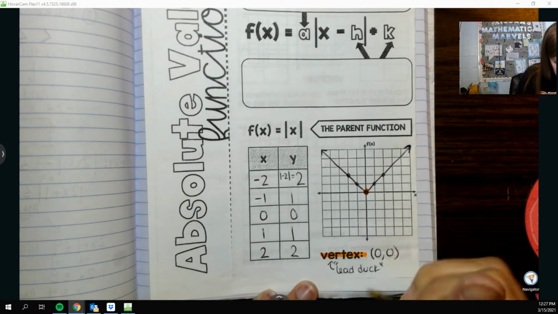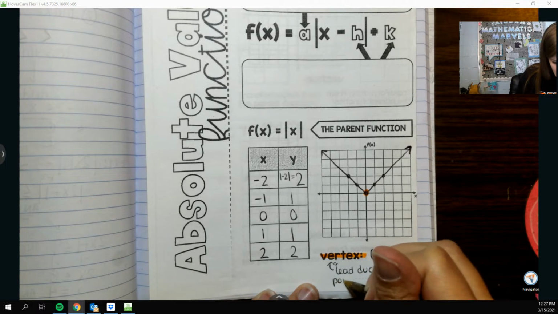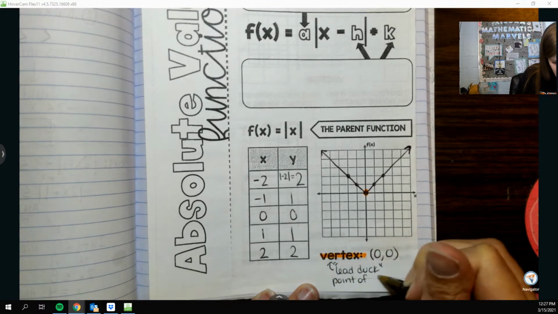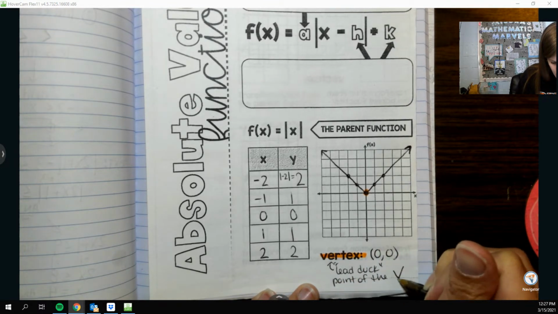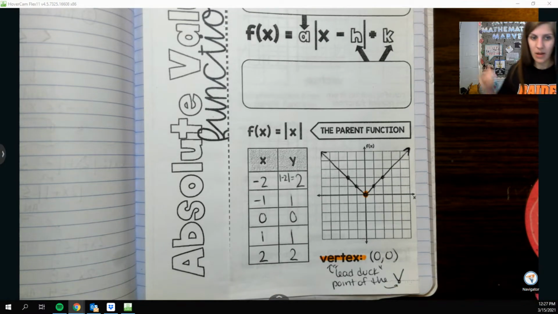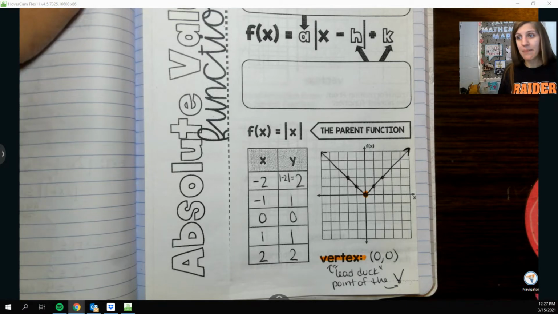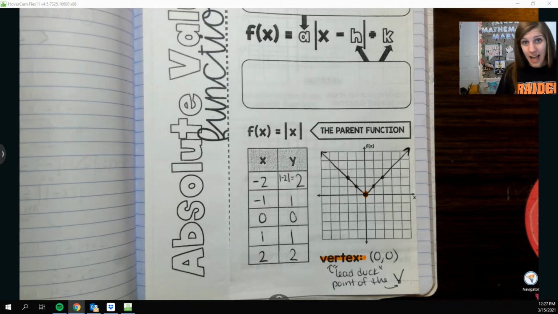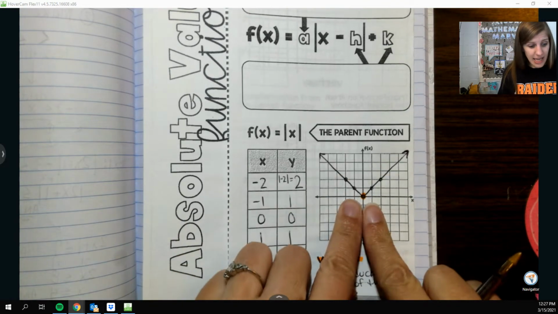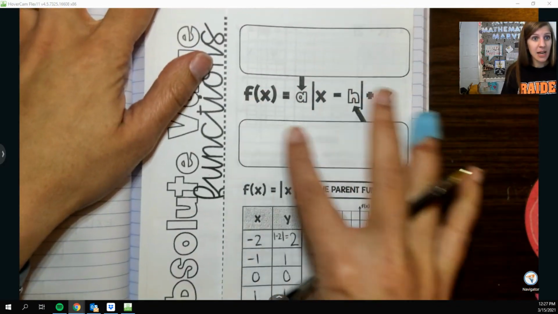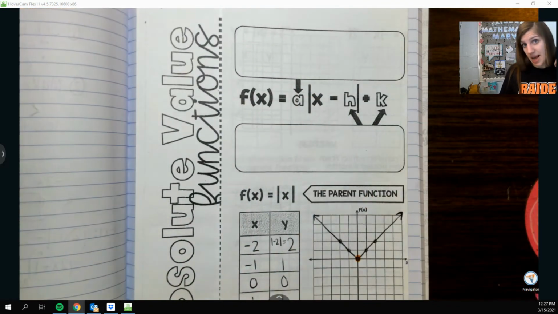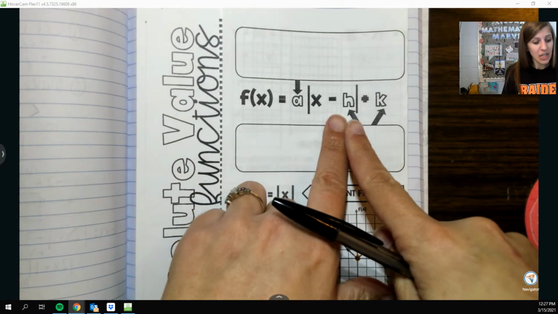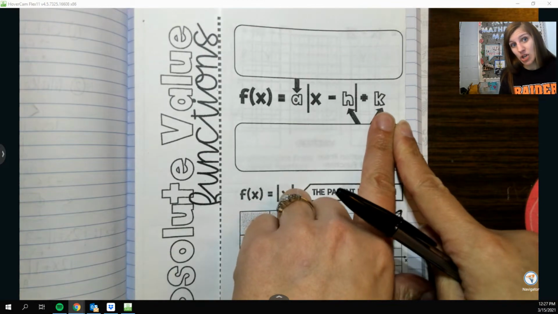I always like to call it the lead duck, but it's like the point of the V, where the V comes together. Okay, now that being said, not every absolute value function is just going to be this. And so that's what we got going on up here. Now, if you did our Desmos with us in class the other day, we should have a good understanding of what A, H, and K should do.